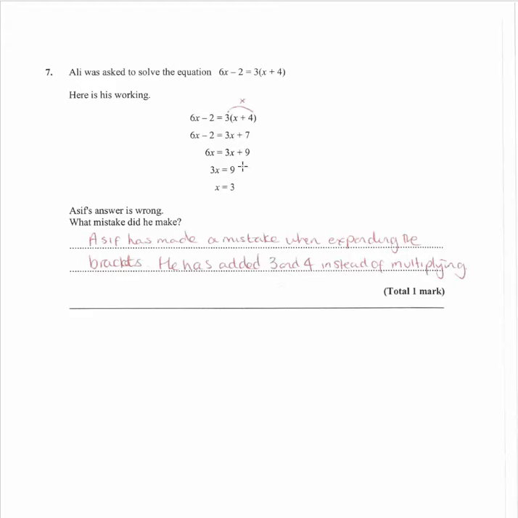And the mistake is when he expanded the bracket, he did 3 and the 4 and added them, and he should have multiplied. So you've got to say what the mistake is. You can't just say what the answer is. You can't say 3 times 4 is 12. Okay, yeah, I know 3 times 4 is 12, but what's the mistake? What did he do that was wrong? That's the bit you've got to say. Okay? Much better to explain too much than not enough. Another nice easy mark in the bag.